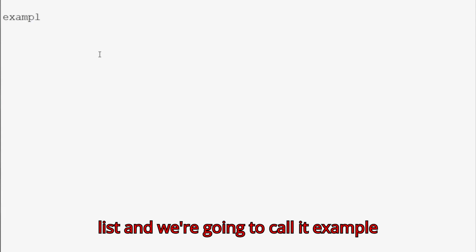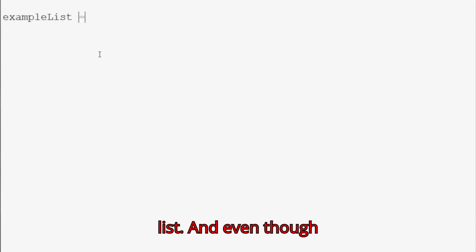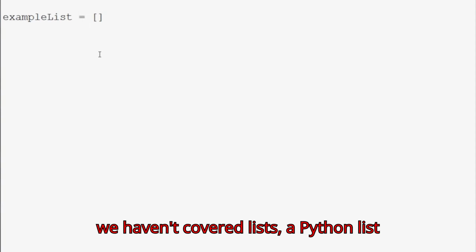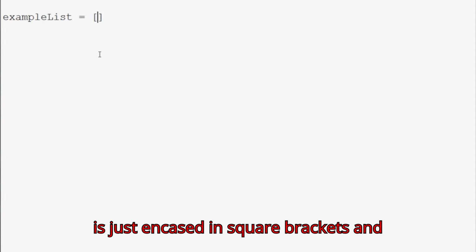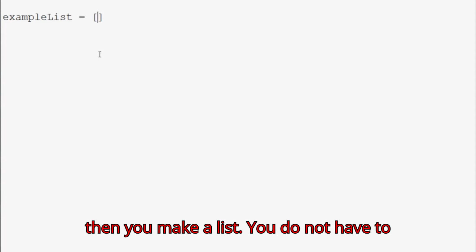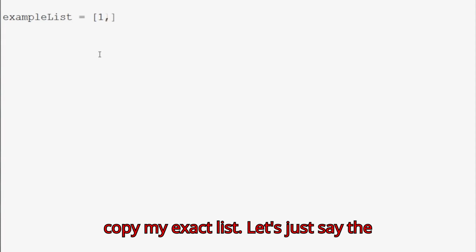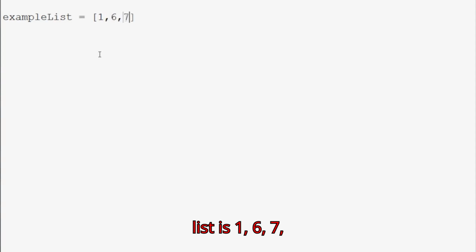So let's say for a for loop, for example, generally a for loop is often used with a list. So we're going to make an example list, and we're going to call it example_list. And even though we haven't covered lists, a Python list is just encased in square brackets. You do not have to copy my exact list, but let's just say the list is 1, 6, 7, 3, 6, 9, and 0.